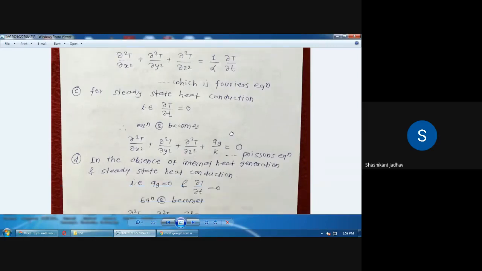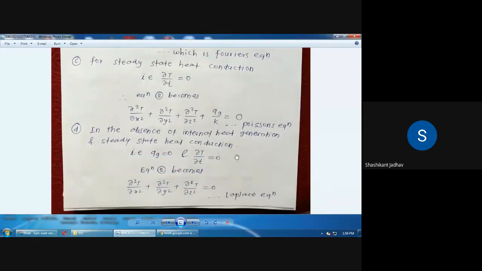That equation is nothing but Poisson's equation. And similarly, if both factors are considered zero, that is, no internal heat generation and steady state heat conduction, at that time we get one equation. That equation is nothing but the Laplace equation.